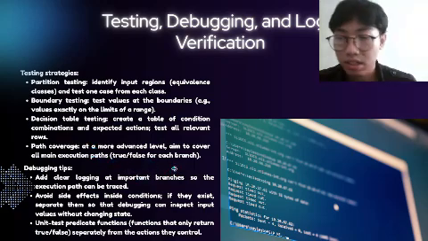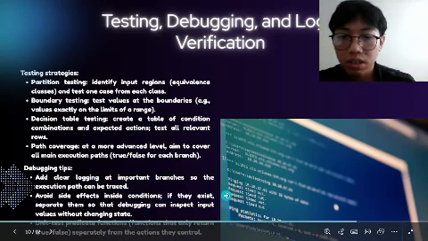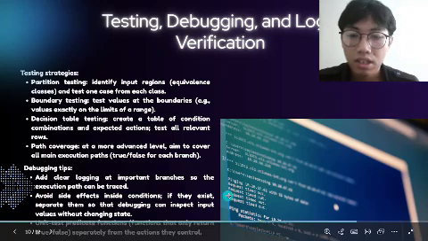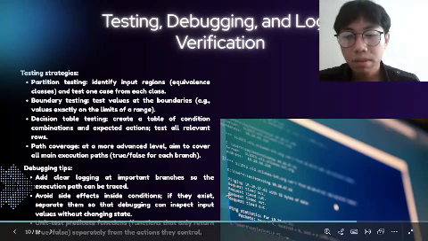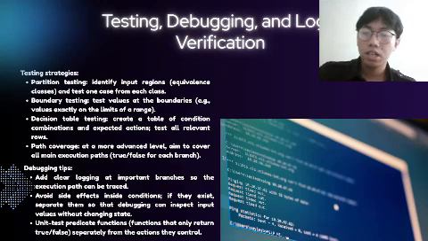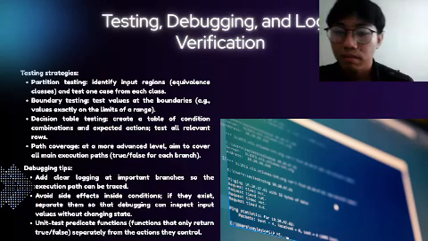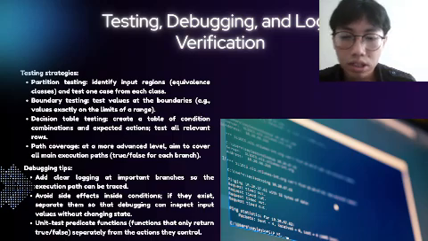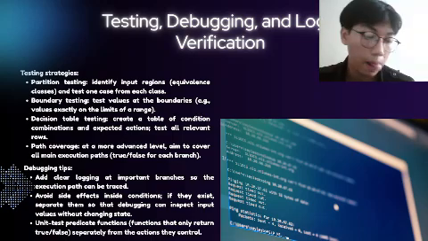Debugging tips: add clear logging at important branches so the execution path can be traced. Avoid side effects inside conditions. If they exist, separate them so that debugging can inspect input values without changing state. Unit test predicate functions, functions that only return true or false, separately from the action they control.